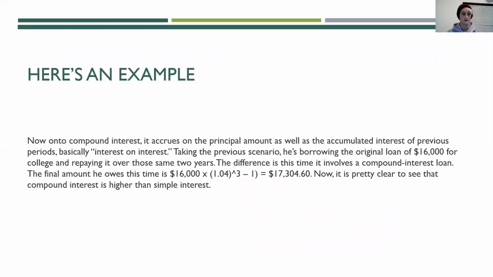Now, on to a compound interest example. It occurs on the principal amount as well as the accumulated interest of previous periods. Basically, like I said before, interest on interest. Taking the previous scenario with the same college student, he's borrowing the same original loan of 16 grand for college, and he's still repaying it over the same 2 years. The difference this time, however, is that it involves a compound interest loan instead of a simple interest loan. The final amount that he will end up owing is $17,304.60, and you can see how I got that from the equation before it.